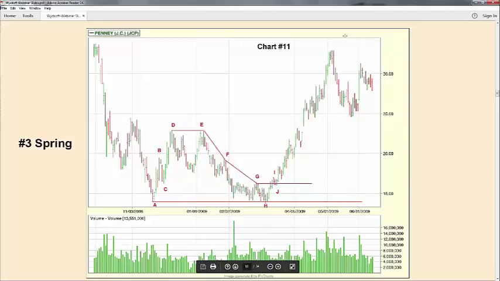J.C. Penney moved quickly to around $33 a share. The stock price doubled in about 40 days. That shows you the strength of a number three spring.